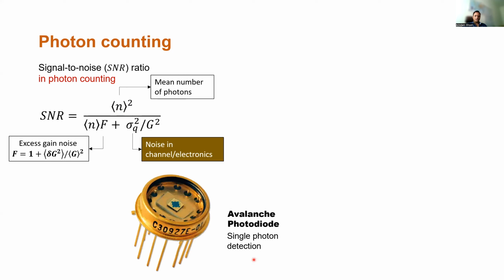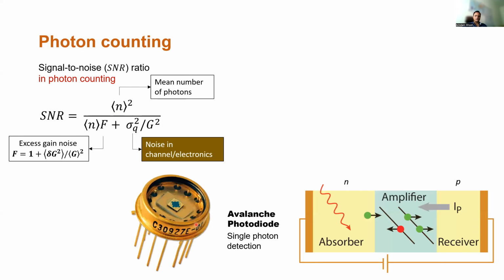Now, how? This is a typical single photon detection of an avalanche photodiode. And if you look at where the noise comes from in such devices, it's primarily the gain noise that determines the functionality. For example, if you look at the way these avalanche photodiodes work, you bias them and the current essentially goes from one side to the other.